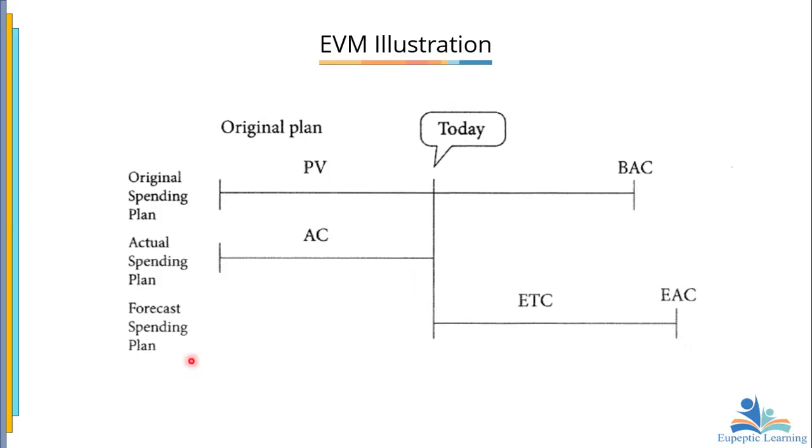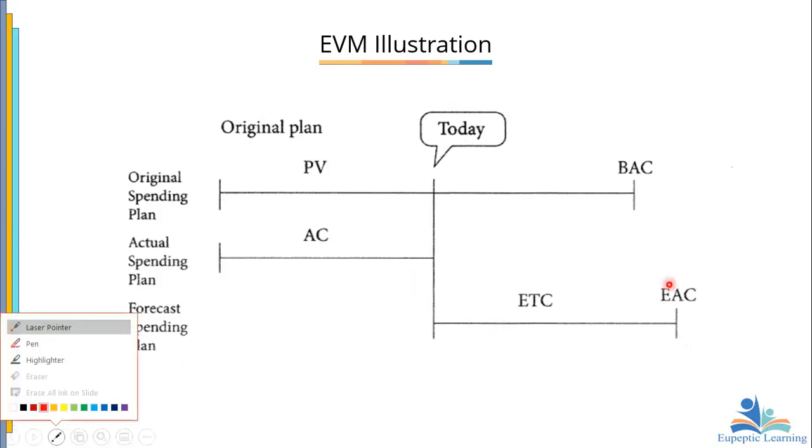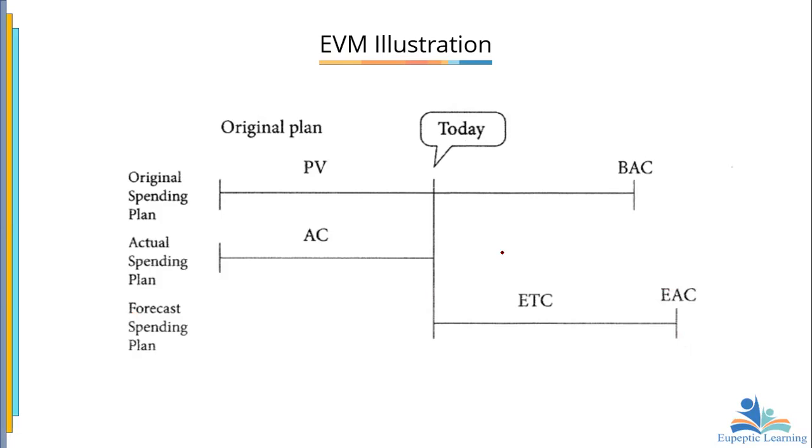So if we are dealing with variance at completion, okay, if I draw a line from here to here, if it is EAC and this is BAC, then by the time I finish this project, this will be the variance at completion. Is that not it?